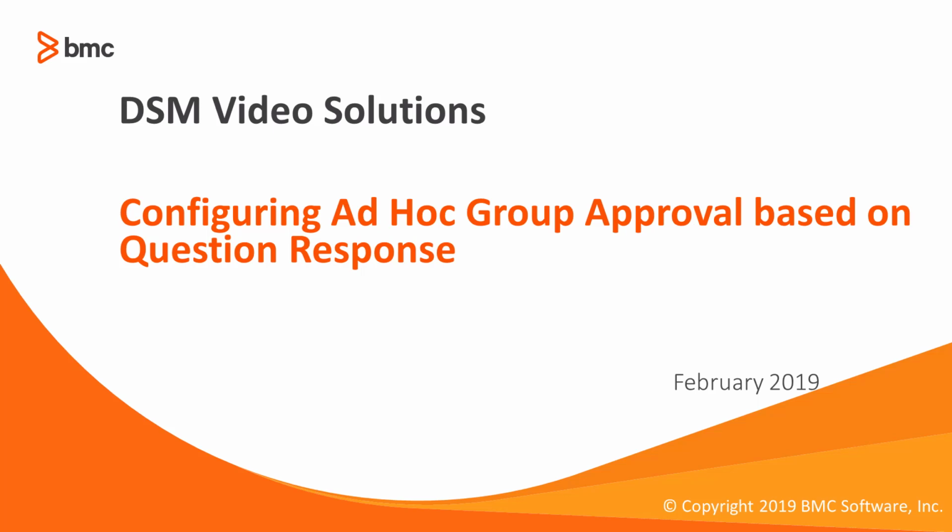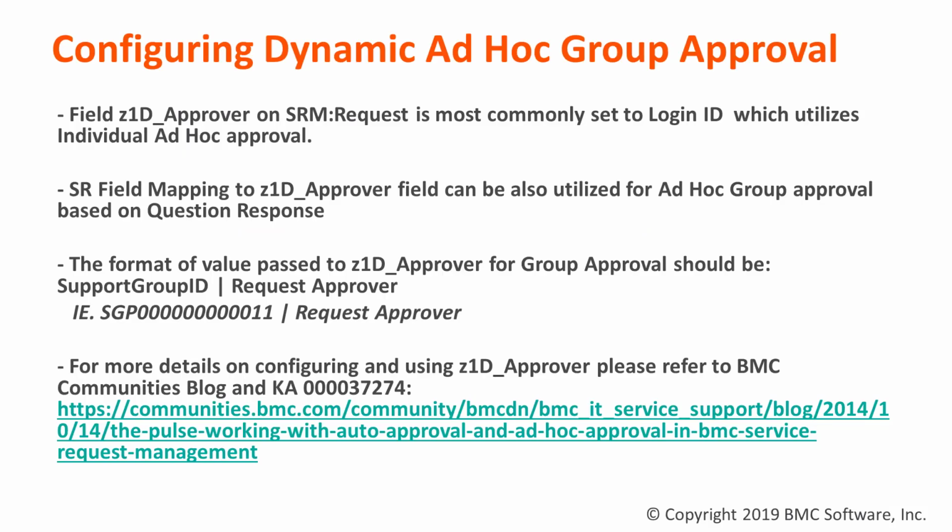Today's DSM video solution, we will be covering configuring ad hoc group approvals based on question response in an SRD. On the SRM request form, there is an out of the box field labeled Z1D_approver. This field is most commonly used to set a login ID, which would utilize an individual ad hoc approval.